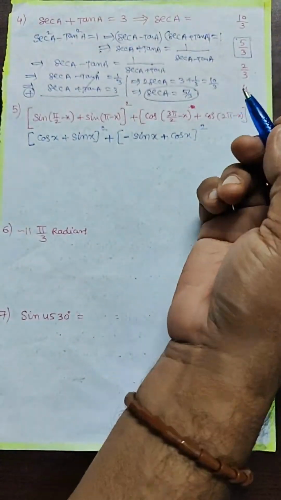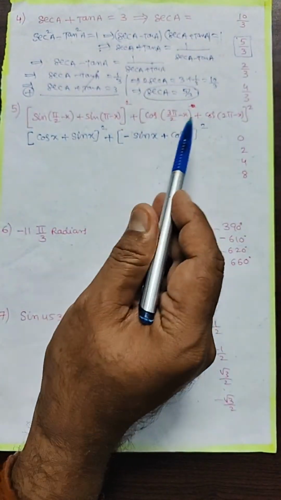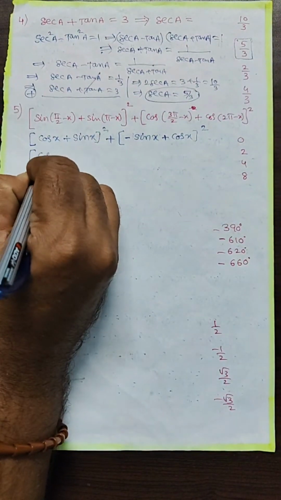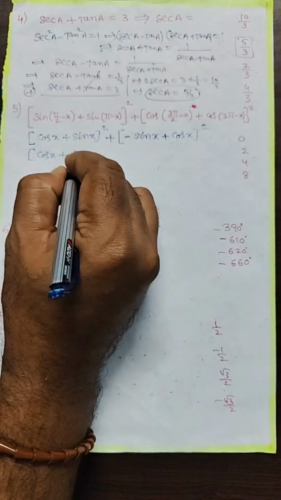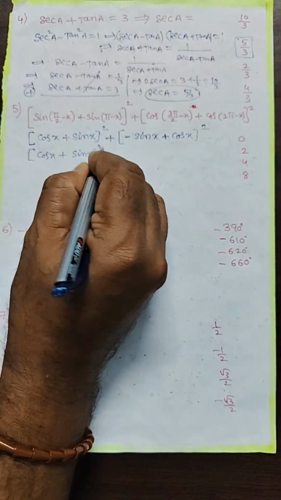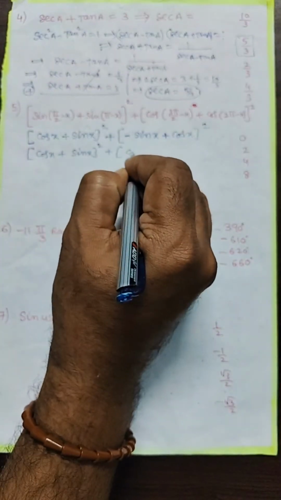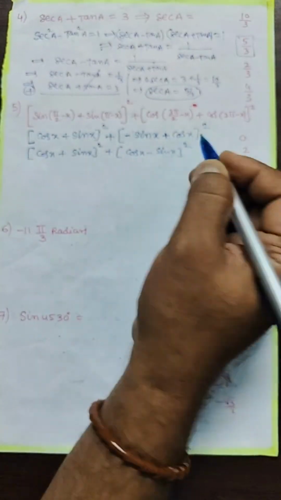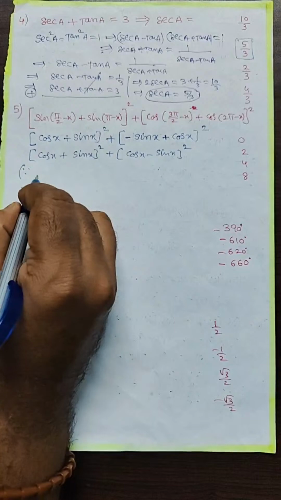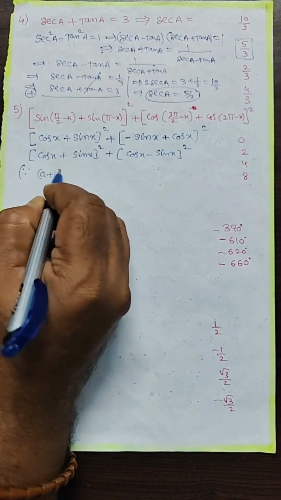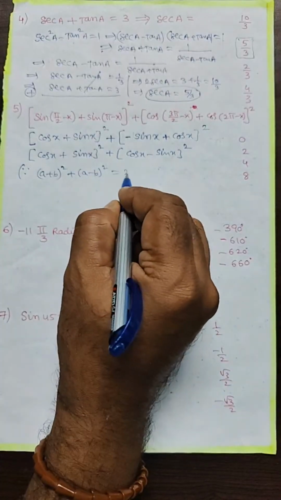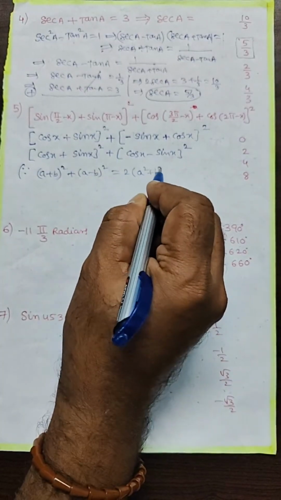In the fourth quadrant, cos is positive, so cos x whole square. Is it in the form of (a minus b) whole square plus (a plus b) whole square? So we can write (cos x plus sin x) whole square, and rewrite (cos x minus sin x) whole square. So we have the formula from algebra identities: (a plus b) whole square plus (a minus b) whole square equal to 2 into (a square plus b square), dear students.